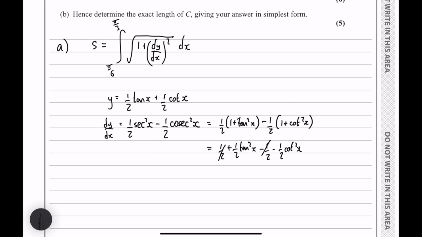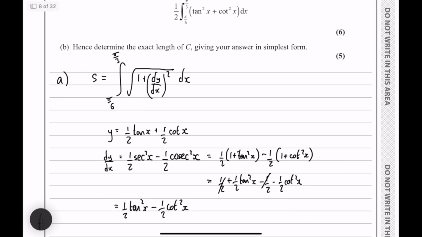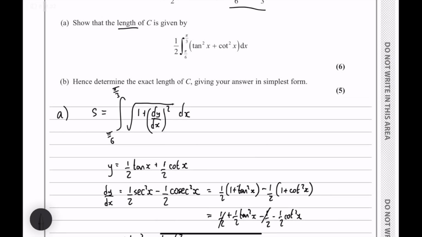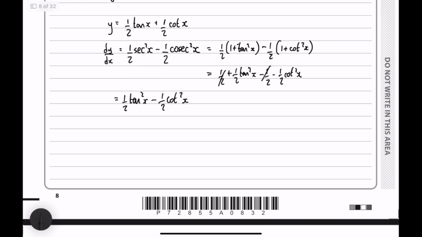They cancel. So this can also be written as a half tan squared x minus a half cot squared x, which I just prefer, especially given what we're trying to aim at here. Yes, that seems very sensible. Now we're going to square this, and that will give us something not dissimilar to what we were going to get.